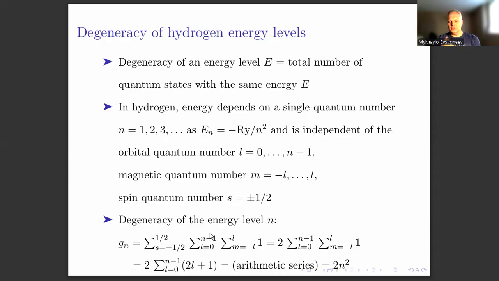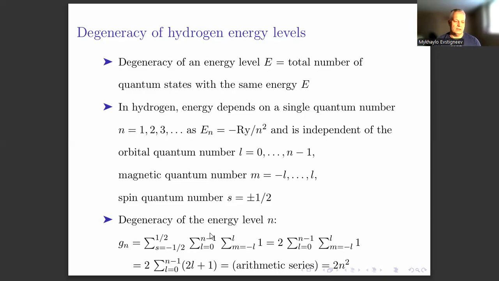The energy depends only on the principal quantum number n, and it is negative Rydberg's constant divided by the square of the principal quantum number, which can assume values 1, 2, 3, and so forth. The orbital quantum number changes from 0 to n minus 1, so it can assume n different values. The magnetic quantum number changes from negative L to positive L, so it can assume 2L plus 1 different values. And the spin quantum number can assume the values either positive or negative 1/2.